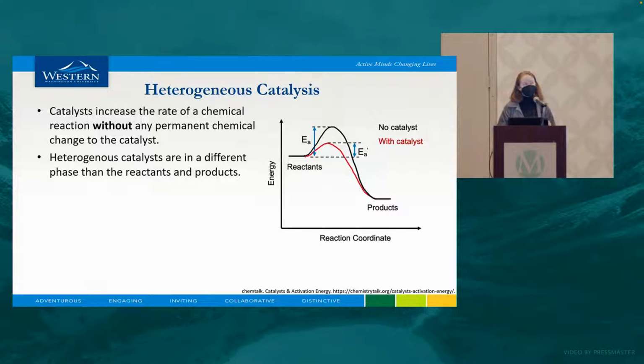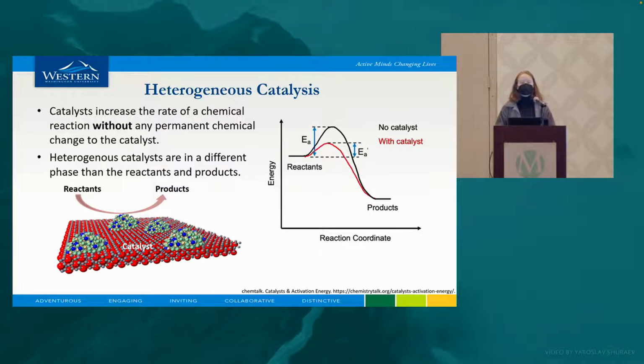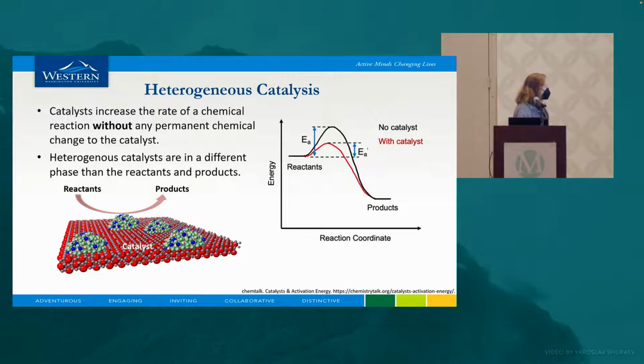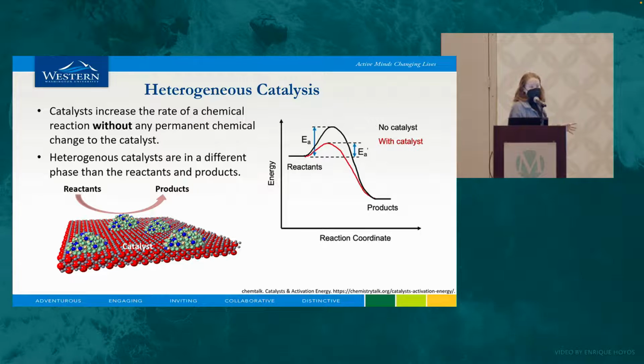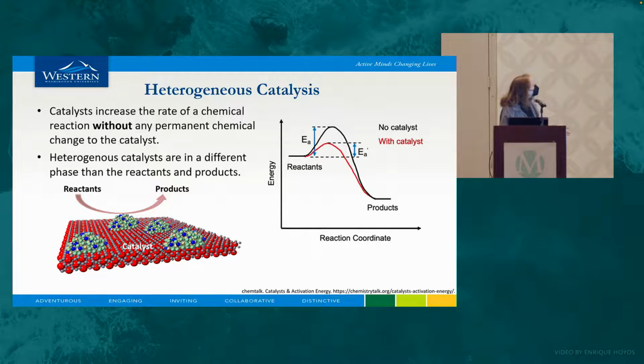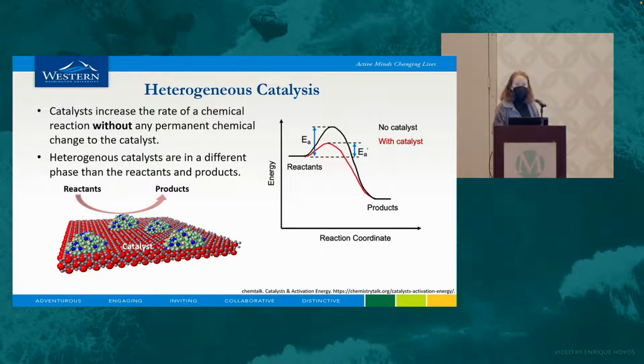And specifically, we make heterogeneous catalysts. And that means that they're in a different phase than our reactants and products. And like most heterogeneous catalysts, our catalysts are in the solid state, while our reactants and products are in the liquid state. And here you can see a little figure. These green and blue particles are our catalysts themselves, while this red and gray thing right here is the support which we put our catalyst onto.